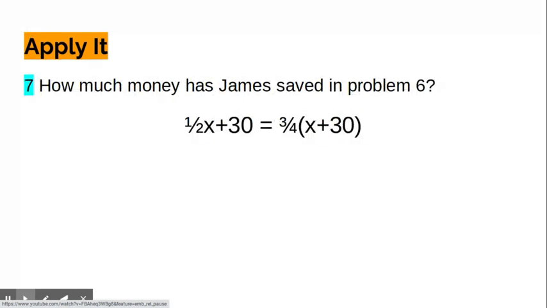Next we have problem 7, and it's asking how much money has James saved in problem 6. So then we're going to figure out the answer to x and then work it into our solution from there, as you'll see in this video.